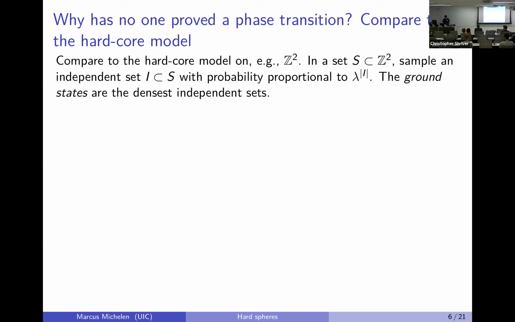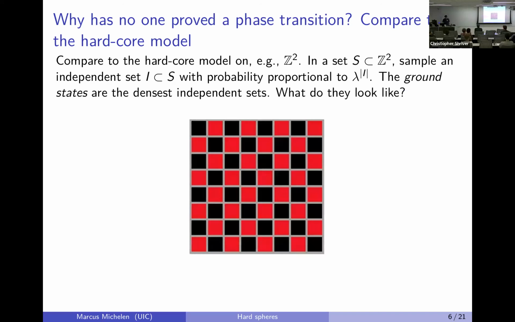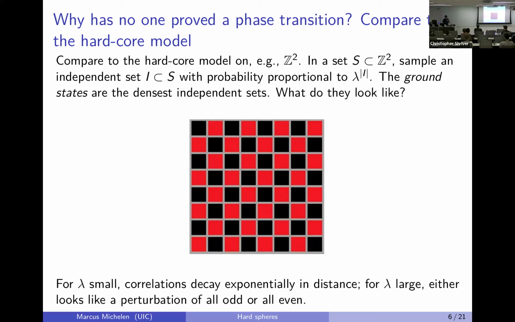I have a very nice mathematical picture of what those look like. So we know that basically you either have all of these black squares or you have all of the red squares. So we have two extremely nice ground states that are just extremely dense independent sets. And crucially, they're extremely far from each other. So we know for lambda small, correlations decay exponentially in distance. It's not even clear what name to put next to this. It's ancient. And when lambda is large, we look like a perturbation of all odd or all even. And that's the theorem of Dobrushin.